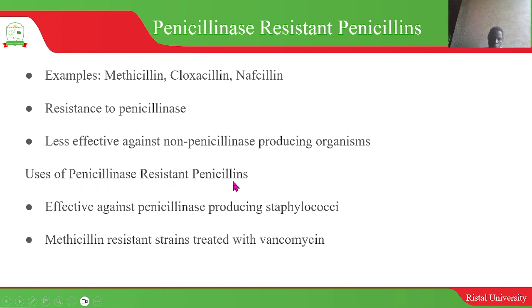Penicillinase-resistant penicillins are effective against penicillinase-producing staphylococci. We have the methicillin-resistant strains that are treated with vancomycin. So vancomycin is one of the most important drugs for treating the methicillin-resistant strains of those particular bacteria.